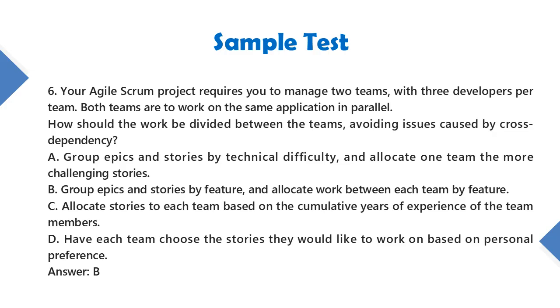A. Group epics and stories by technical difficulty, and allocate one team the more challenging stories. B. Group epics and stories by feature, and allocate work between each team by feature. C. Allocate stories to each team based on the cumulative years of experience of the team members. D. Have each team choose the stories they would like to work on based on personal preference. Answer: B.